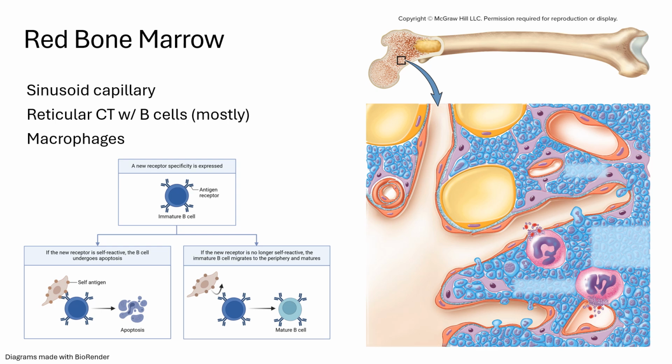Caught among the reticular network of fibers are usually tons of B cells, just doing their job, dividing into plasma cells, making antibodies. Woohoo! There's also macrophages that are roaming around. However, there are no T cells, none.